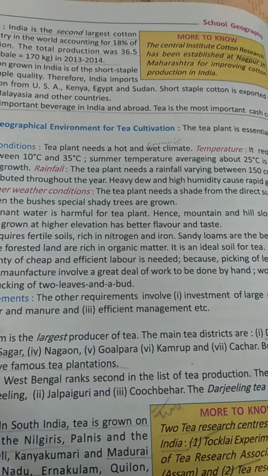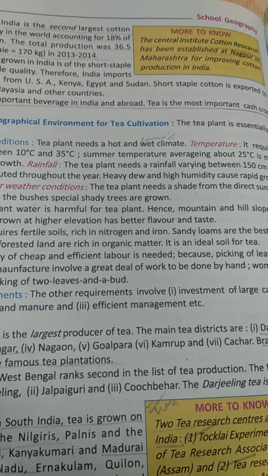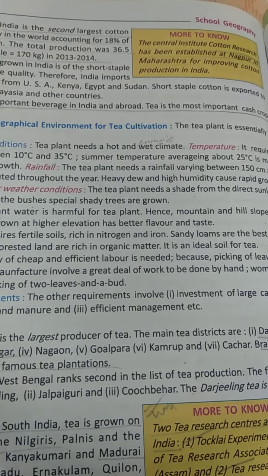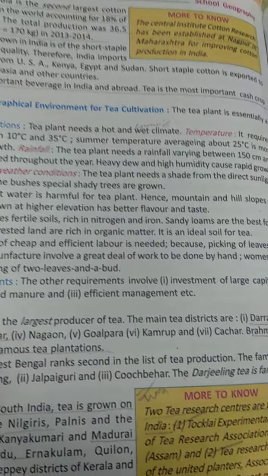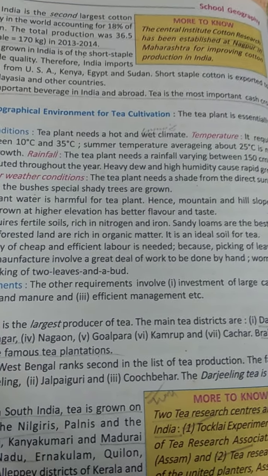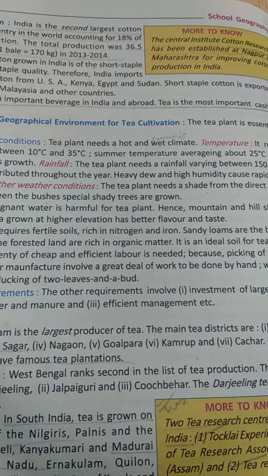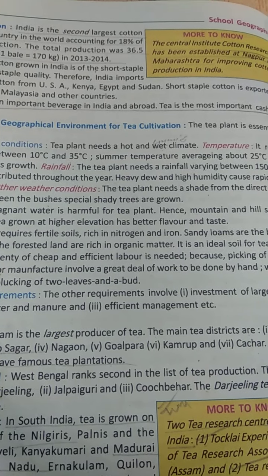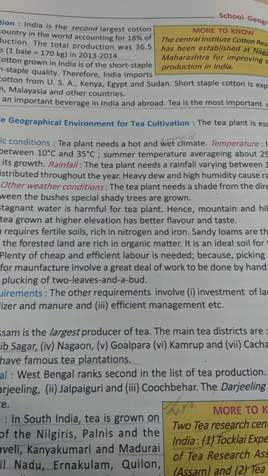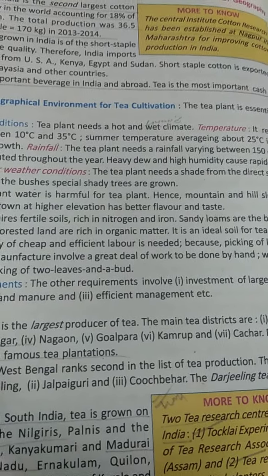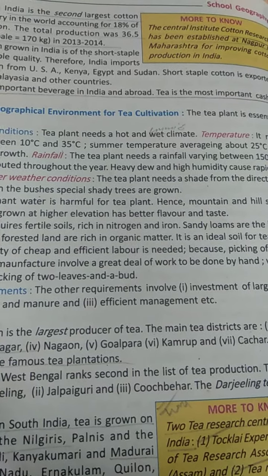Apart from this, tea plants need shade. Direct sunlight is not required for this. In between the bushes, special shady trees are grown so that they provide shade to the plants. This is the rainfall and weather temperature.